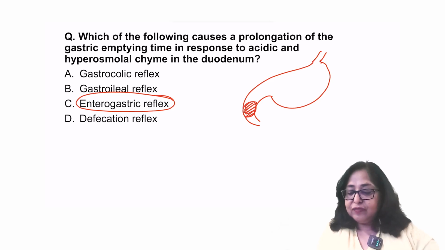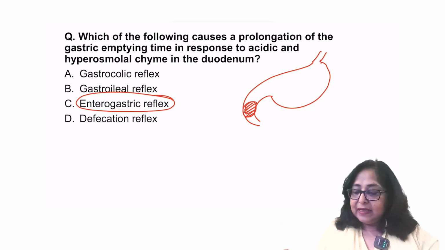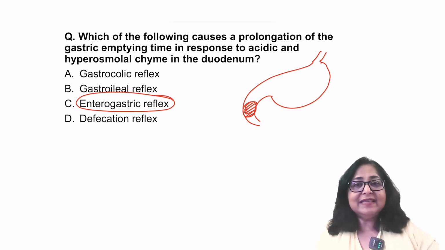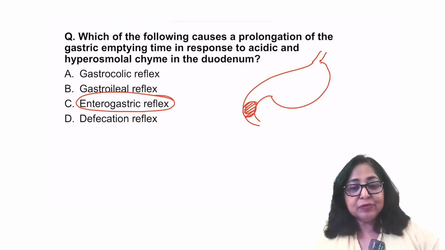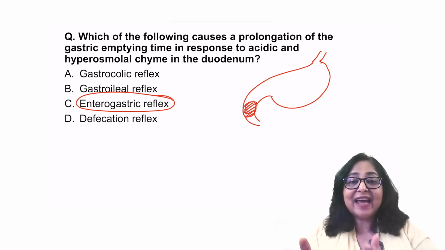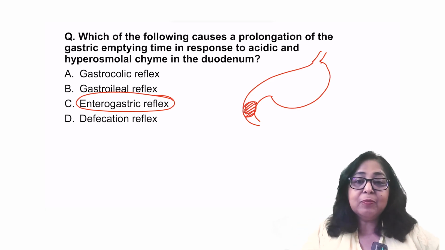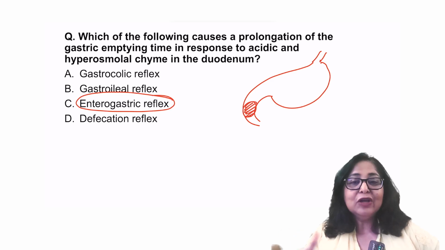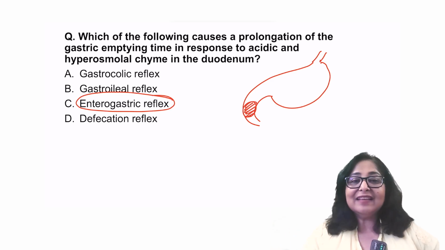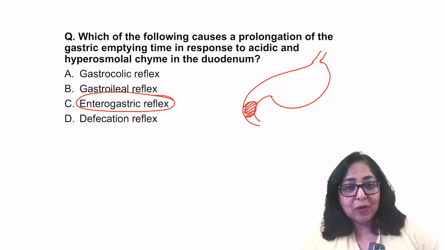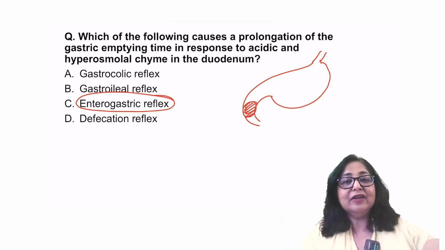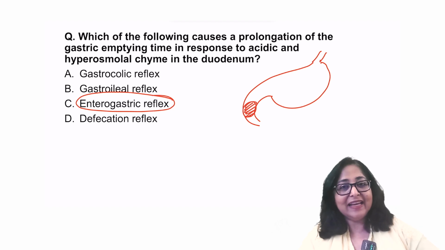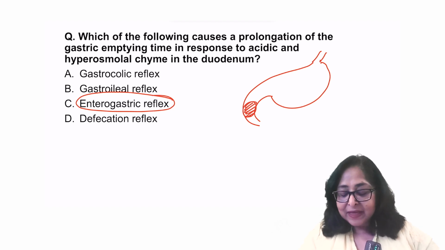Now, this reflex is extremely important in the sense that acidic chyme, if it enters into the duodenum, does not have the same kind of a protective mechanism like the stomach. So it's very important that the gastric emptying time gets prolonged so that the acidity of the gastric chyme is neutralized by the alkaline intestinal secretions.